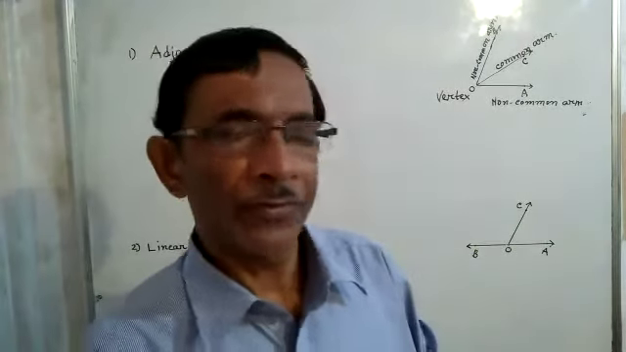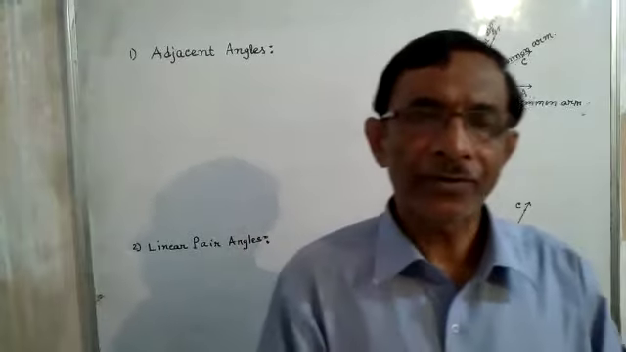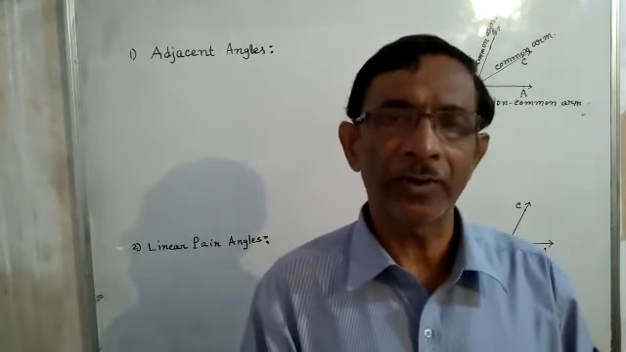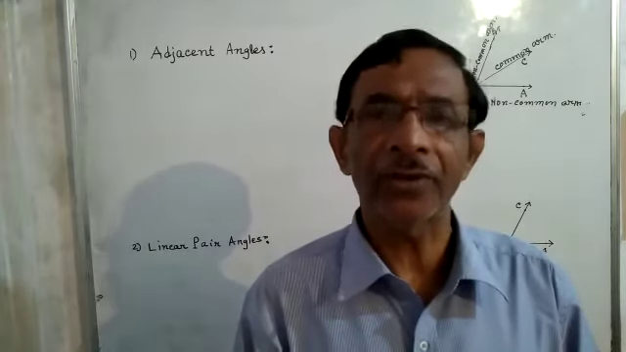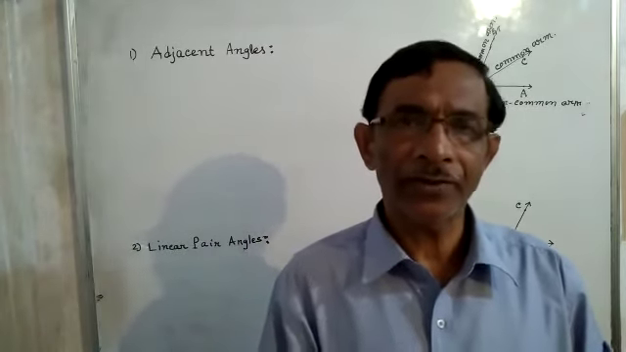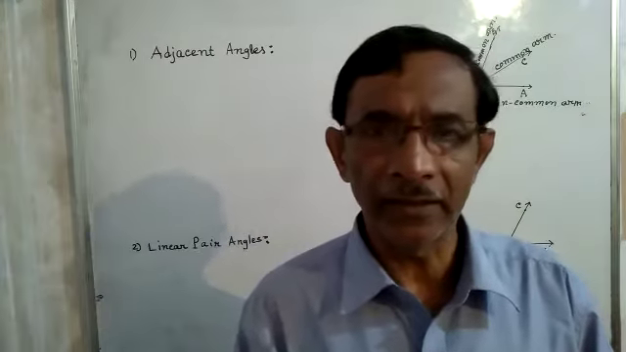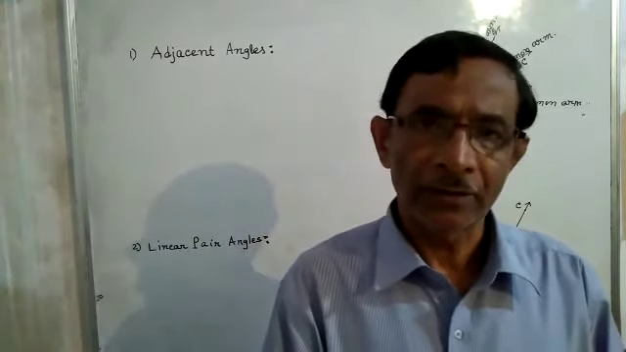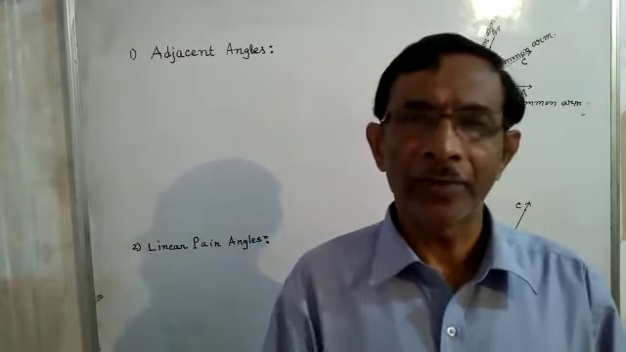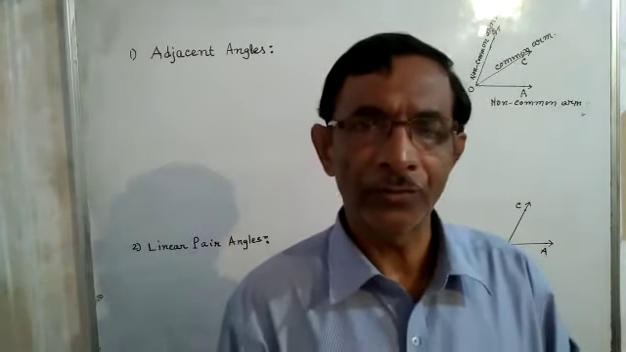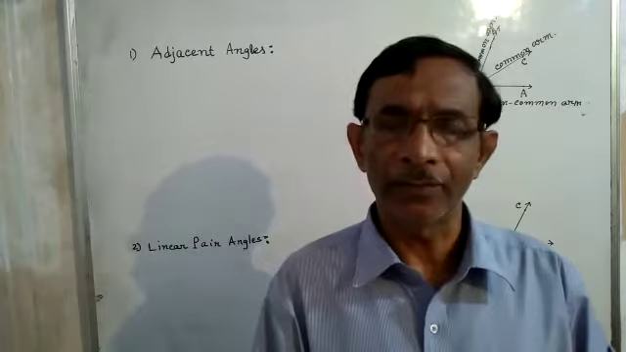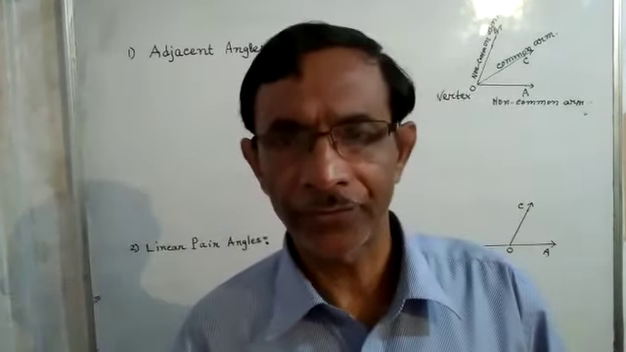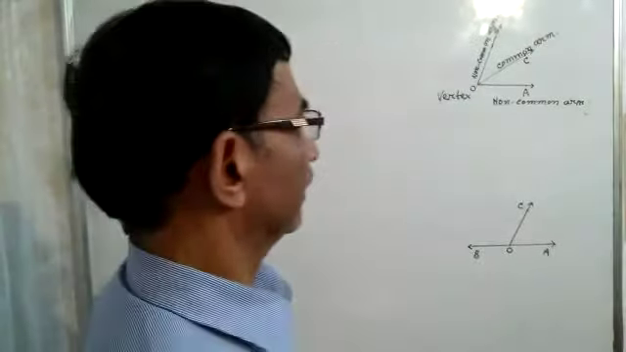So, number one, adjacent angles. When are two angles said to be adjacent angles? Listen carefully. Two angles are said to be adjacent angles if they have, point one, a common vertex, point two, a common arm, point three, two non-common arms. Look at the figure here.